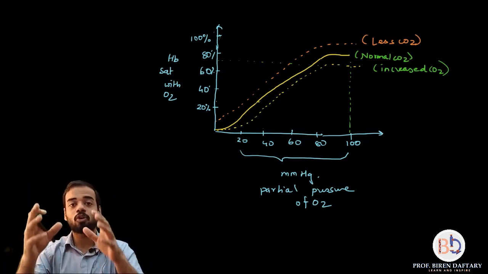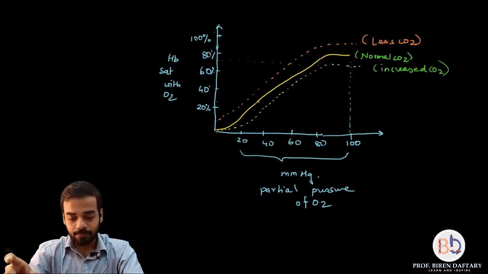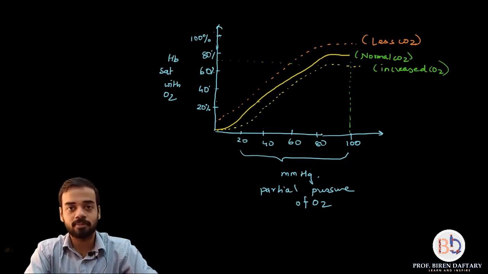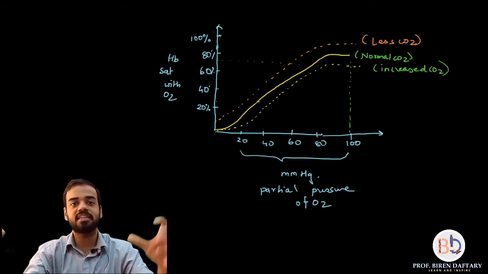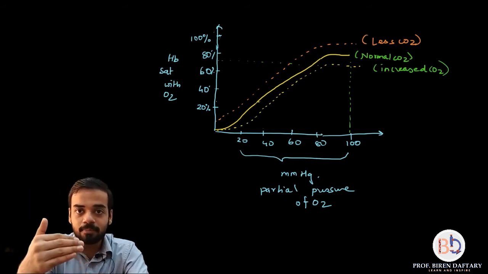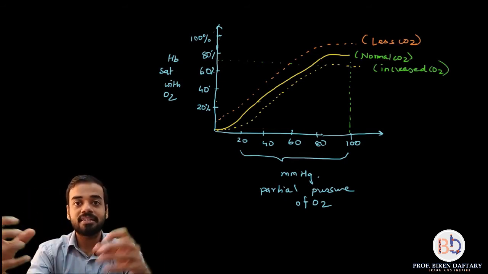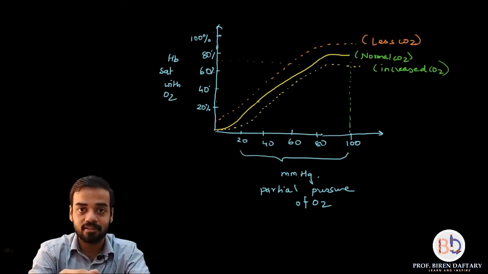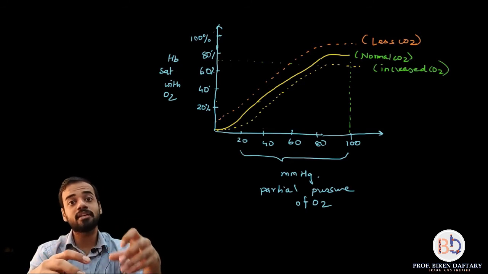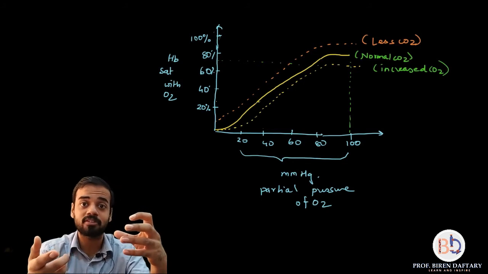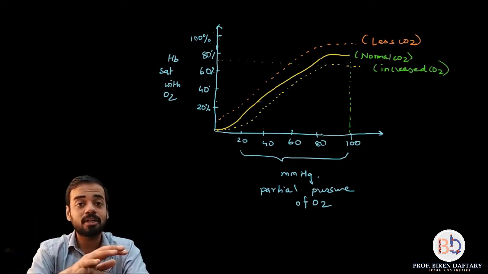So with this, what do you understand? That if the partial pressure of oxygen is much more compared to the partial pressure of carbon dioxide, oxygen can easily go and saturate hemoglobin. If you increase the partial pressure of carbon dioxide, then the ease with which oxygen saturates hemoglobin decreases. If you increase carbon dioxide partial pressure so much that it exceeds the partial pressure of oxygen, then carbon dioxide will not allow oxygen to bind to hemoglobin at all.